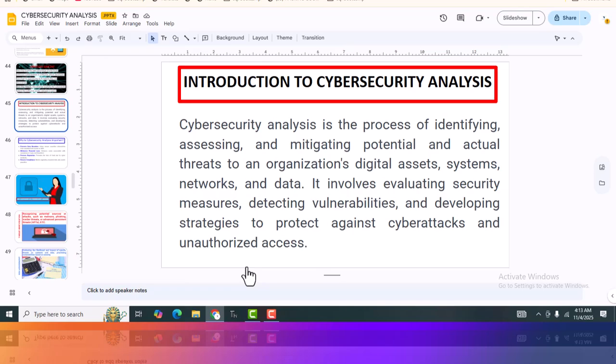So it involves evaluating security measures, detecting vulnerabilities, and also developing strategies that you can use to combat a particular threat, either a foreseen threat or an incident response.